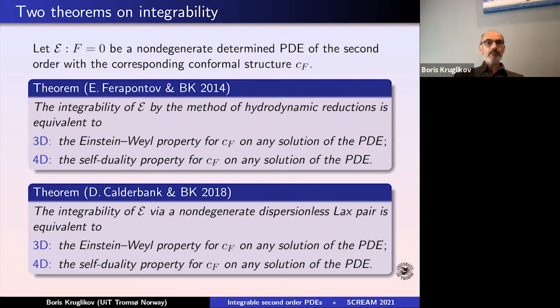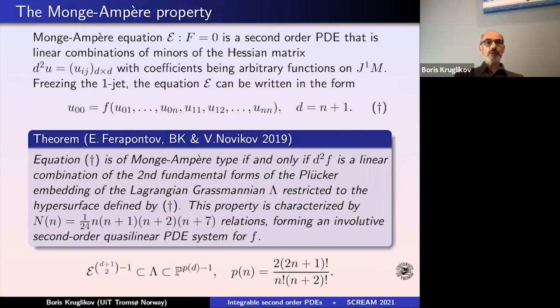Okay, so now I'd like to talk about the Monge-Ampère property. Monge-Ampère equations are a very nice class. They have lots of applications. These are very special second order PDEs obtained as follows. You take your function u, you compute its matrix of second derivatives, the Hessian, right? It is a D times D matrix, D is the number of independent variables. And then you can take all possible minors of size D minus one, up to size one, and even up to size zero.